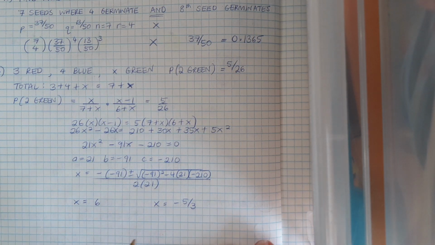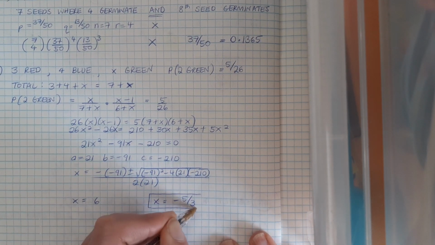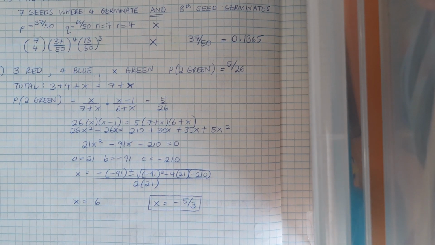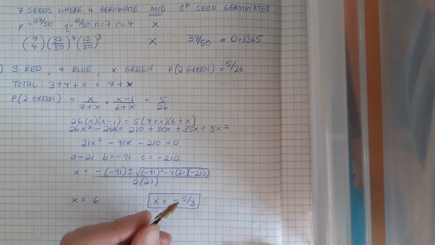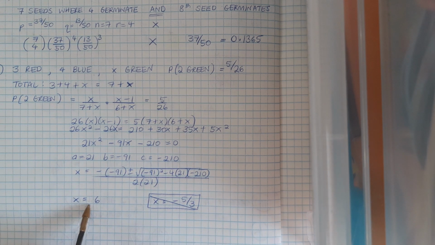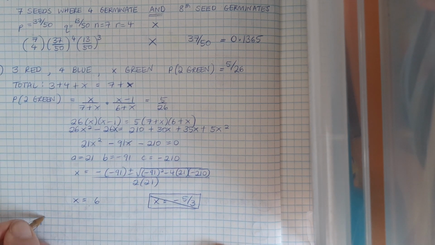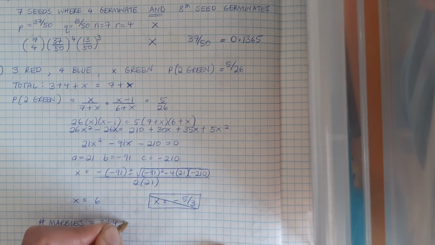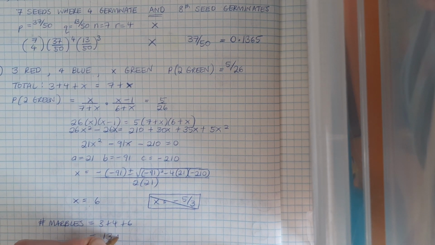Now, fairly obviously, I can discard this answer because I can't have minus a number of discs or marbles or whatever they are, and also it's a fraction. So goodbye. Just watch out that you don't stop here because they wanted to know how many marbles are in the bag. So I have to just go ahead and say that the number of marbles then is just going to be 3 and 4 and 6. So we've got 13 marbles in the bag in total.